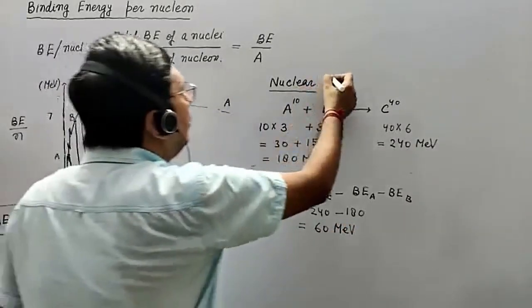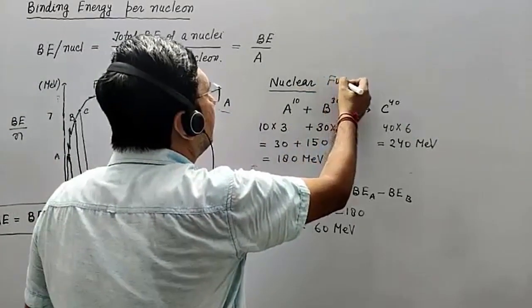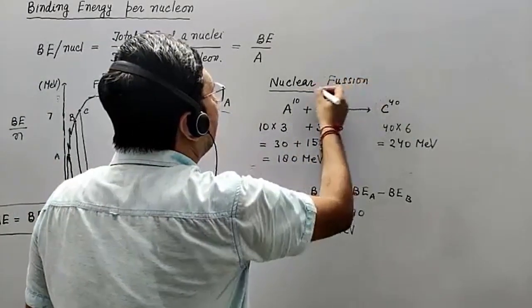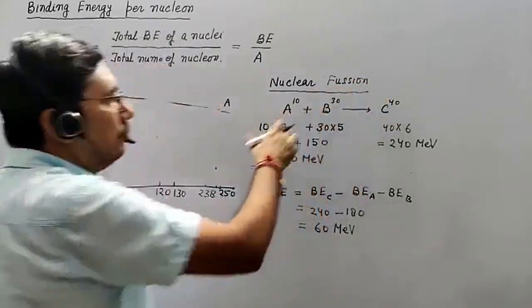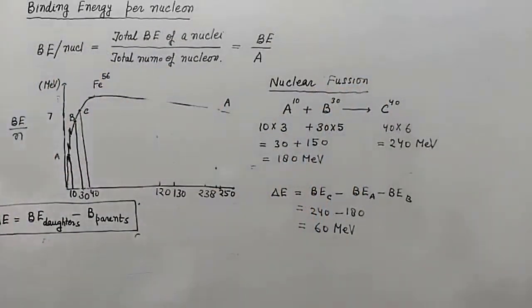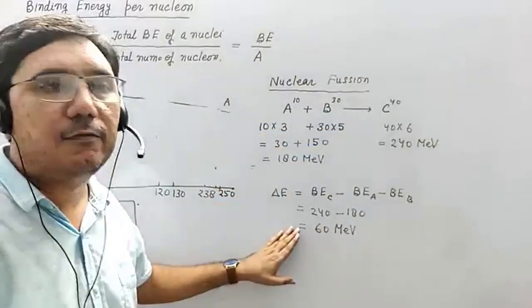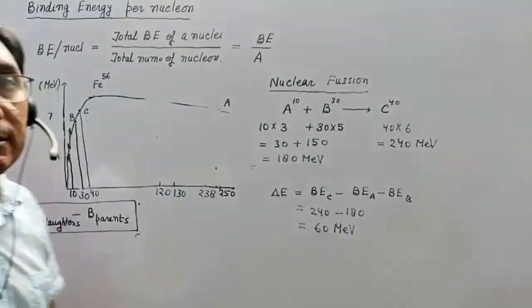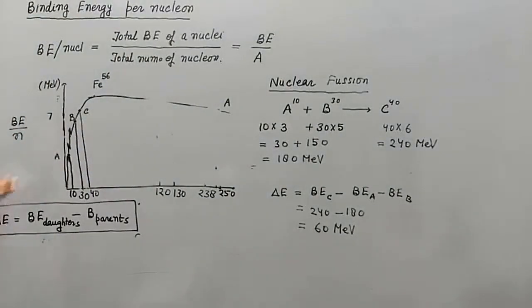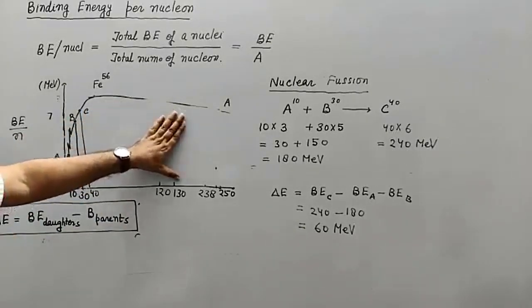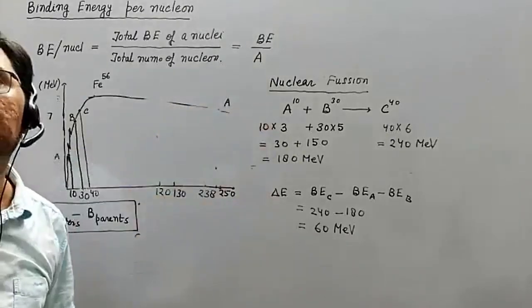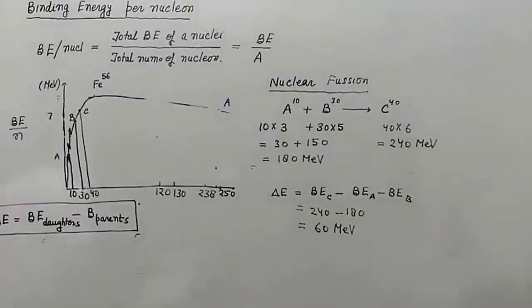So this is the case of nuclear fusion. In nuclear fusion, two lighter nuclei fuse together to form a heavy nuclei, and as a result of this process, a large amount of energy is released. 60 MeV energy is released. So in this way, we can explain this plot, and on the basis of this plot, we can explain nuclear fusion as well as nuclear fission.